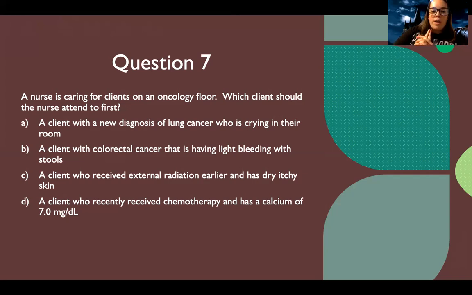A client with colorectal cancer that is having light bleeding with stools. Okay, well, I think with colorectal cancer, they can have some bleeding with stools. Now, I don't like that. I'm thinking ABC, C for circulation. But I don't know that there's something I have to do right now. It's definitely something I need to monitor and check in on. So I'm going to keep that in my repertoire. So C, a client who received external radiation earlier and has dry, itchy skin.